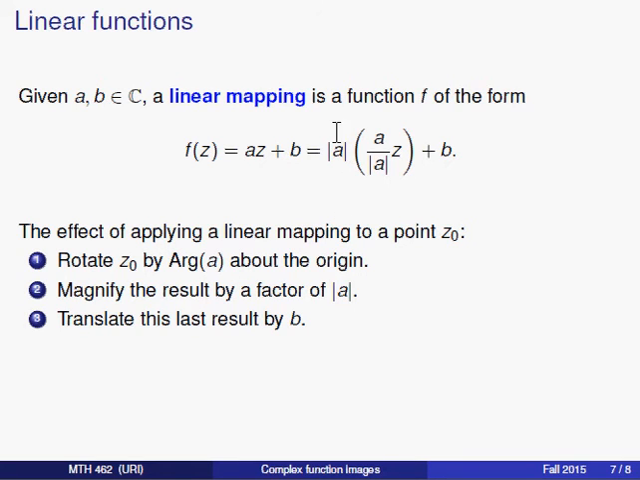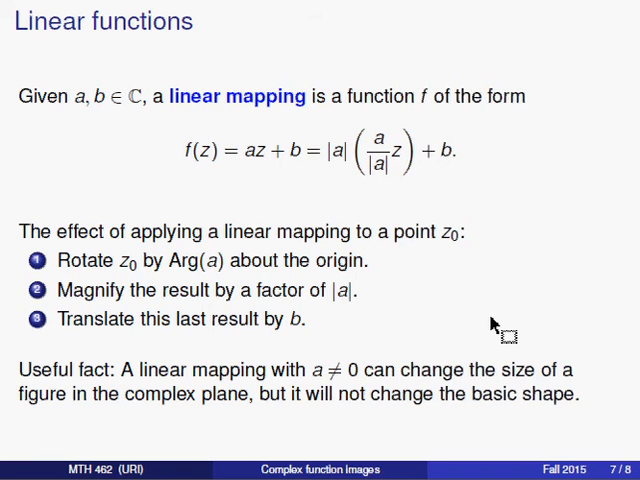The next operation we would perform is a magnification, resulting from the multiplication of the modulus of a onto this quantity. Finally, we're going to be adding b, which has the effect of translating our most recent result by the vector b. Before we get to an example, we'll note that because you are rotating and magnifying and translating, a linear mapping can't change the basic shape of a figure in the complex plane. It can move it away from the origin, it can move it around, it can change the size of it, but the basic shape will stay the same.